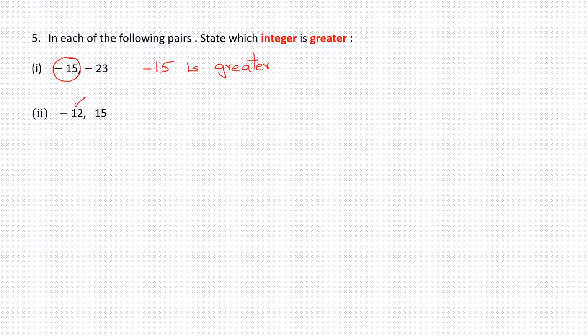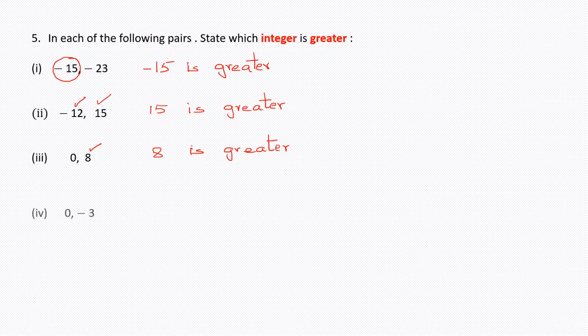Minus 12 and 15. One is negative, one is positive, and always the positive integers are greater. So 15 is greater. Here we have 0 and 8. Okay, and 8, as you know, is greater than 0. 8 is greater. 0 and minus 3. Minus 3 is a negative number. It's on the left of 0. So 0 is greater.